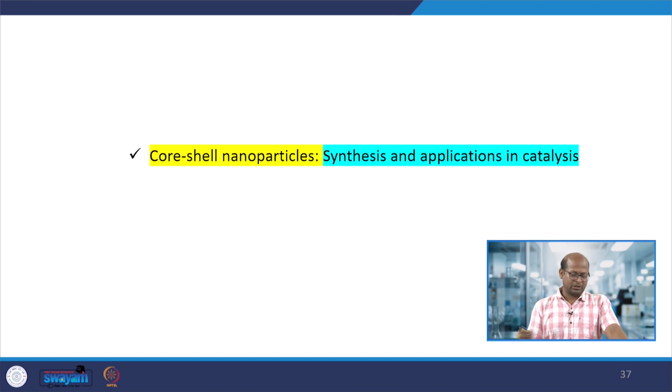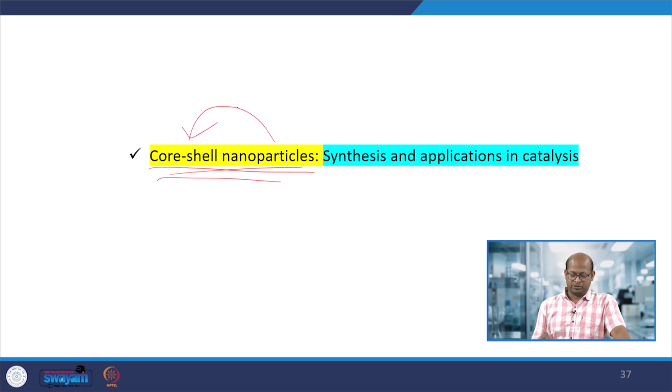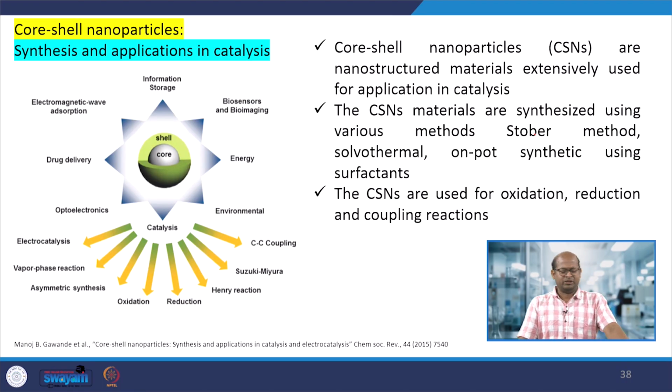Here's another one, the core shell nanoparticles. These can be synthesized by using core shell methods. The nanomaterials or nanoparticles prepared by core shell methods can be used as catalysts for specific reactions. Different core shell nanoparticle synthesis methods are available, and they can be used for various oxidation, reduction or coupling reactions.